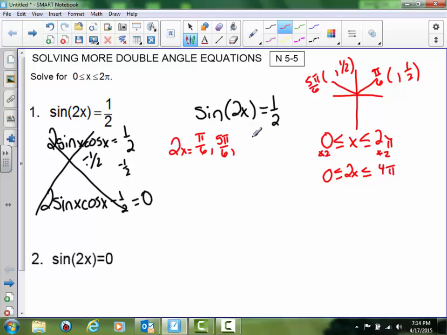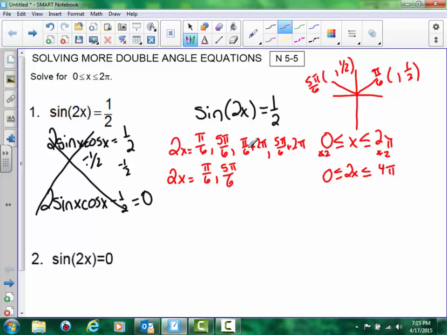But we would also need to add 2 pi to it because we're going once more around the circle. So that would be at pi over 6 plus 2 pi. And we'd also have another at 5 pi over 6 plus 2 pi. I'm going to clean that up a little bit and say that 2x would occur at pi over 6, 5 pi over 6. Add these two together and I get 13 pi over 6. And I add these two together and I get 17 pi over 6.